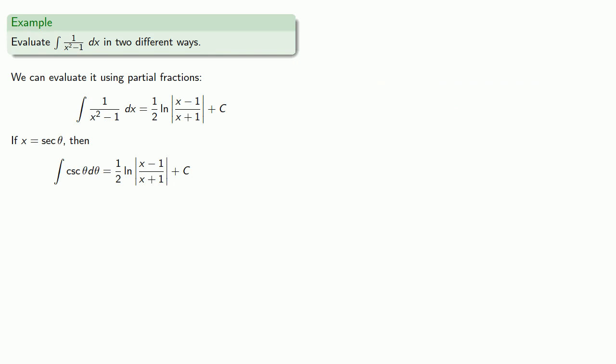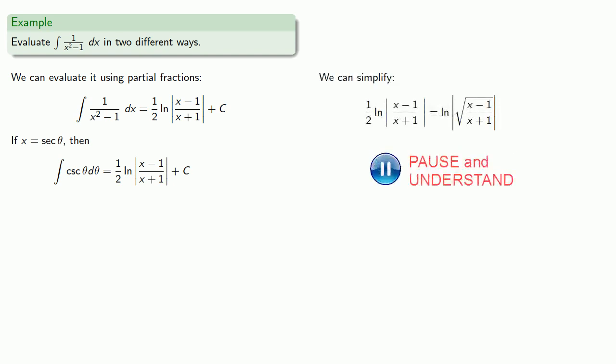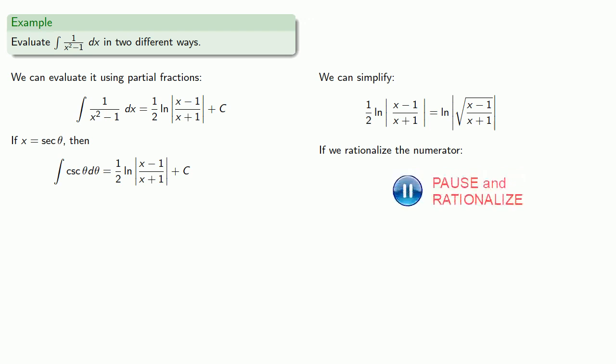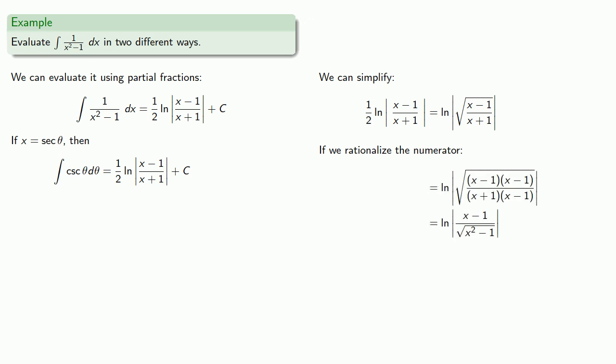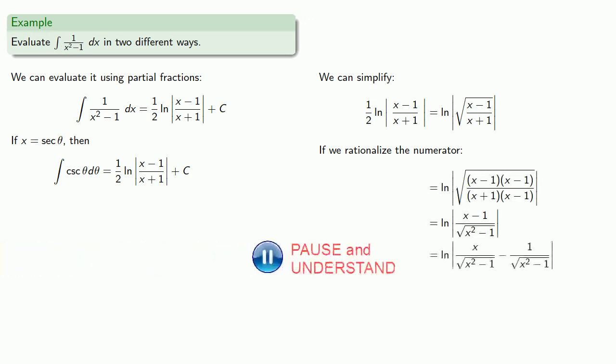Of course, this is an example of what we should never do. Start with a problem in one variable and answer in a different variable. And so we need to do something to simplify the two. And so we can do a little bit of simplification. This 1/2 log is the log of the square root. And we'll do a little bit of algebra. Let's rationalize the numerator. And that allows us to split up this rational expression.